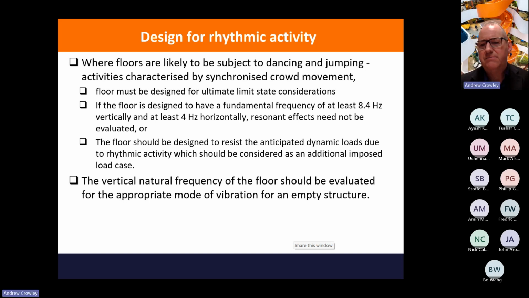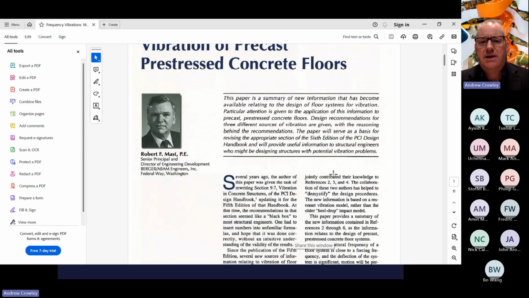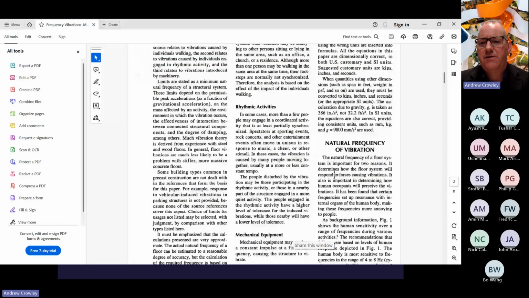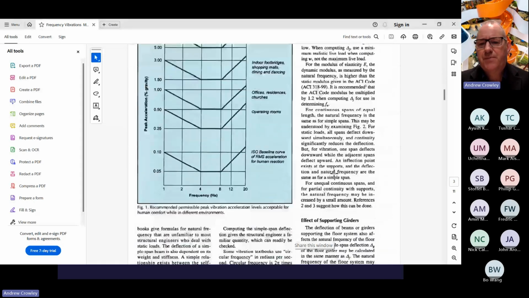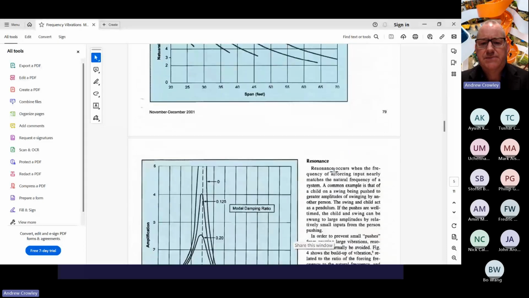Generally, you're looking at the first mode of vibration. So that's usually either a simply supported beam or a continuous beam over the supports. This is the paper written by Robert Mast, and it was published in the PCI journal back in 2001. And he goes into the background, and much of this presentation is taken from his descriptions in here. And so you'll recognize the particular diagrams.